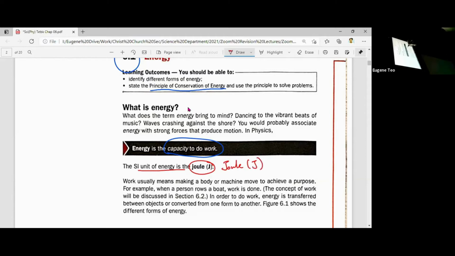Joule. Okay, capital J. Now, why is unit so important? Because by knowing the unit, it will also help you to identify the quantities in the question. So I say again, by knowing the unit, it will help you to be able to identify the quantity easier in the question itself.